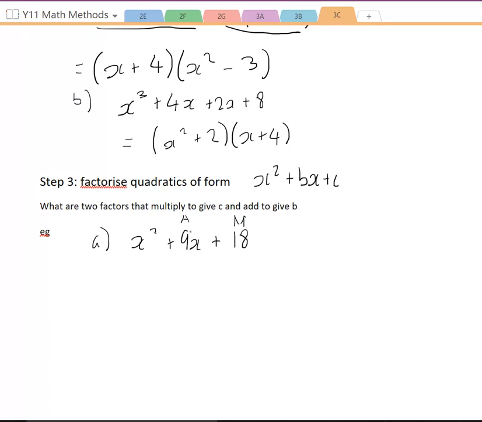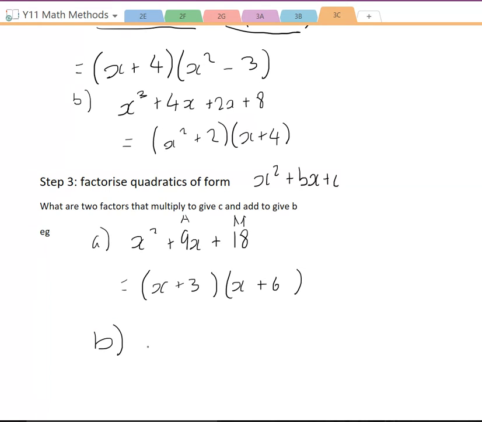What adds to give 9 and multiplies together to give 18? You'll find 3 and 6 add together to give 9 and multiply together to give 18. So x plus 3 and x plus 6. And if you expand that back out, you get x squared plus 6x plus 3x, which is plus 9x, plus 18.